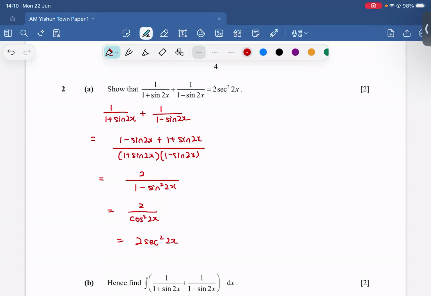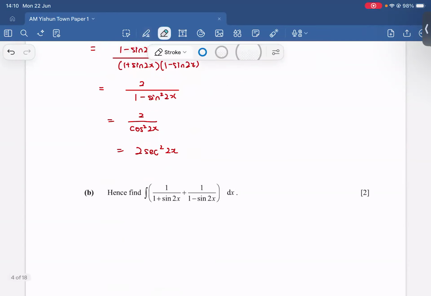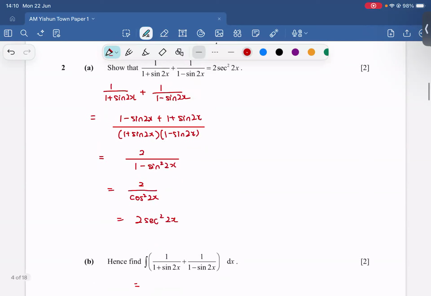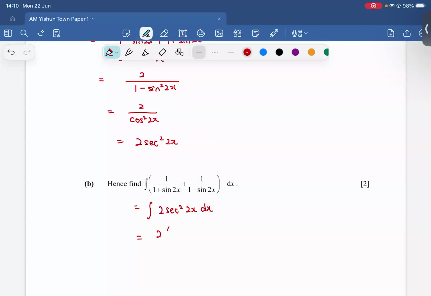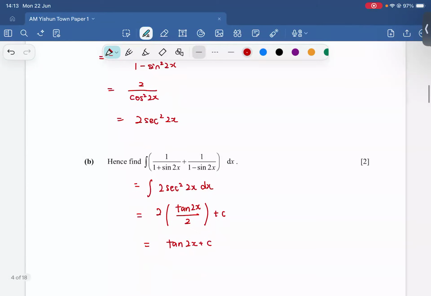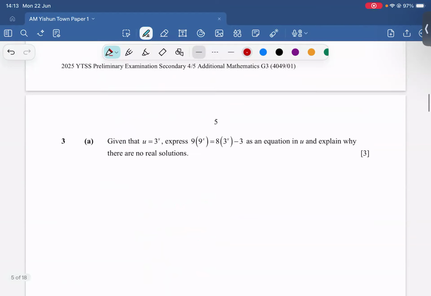Okay, next, hence find this. So we know that this is just equal to the integral of 2 secant square 2x. And how do we integrate secant square? Integrating secant square is just tangent theta. Okay, we need to divide by 2 because the angle is 2x. So finally you simplify, you get this. Okay, next.